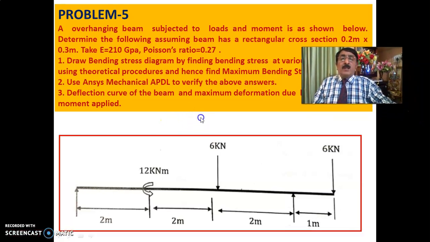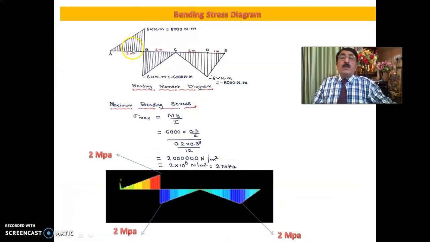You know already we have to concentrate on the bending stress diagram now. First you get the bending moment diagram which we have already got in the first two sessions. You take this same thing. Here the maximum is 6 kilonewton meter, here also minus 6 kilonewton meter, here also minus 6 kilonewton meter. The bending stress diagram will be more or less the same as this.